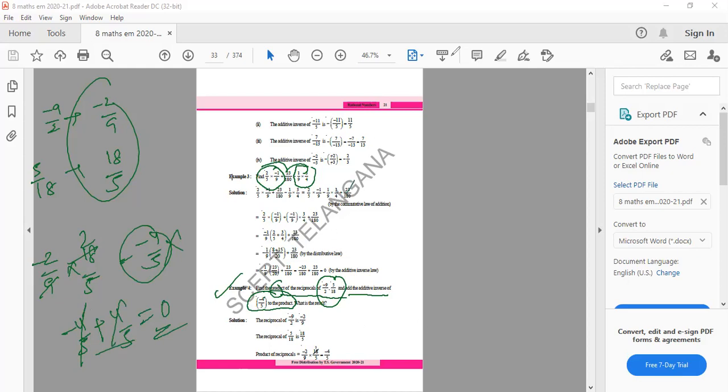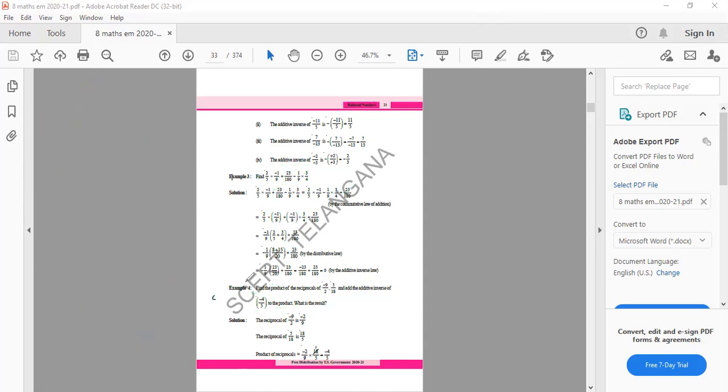So that is why you need to read the question very carefully. Find the product of the reciprocals of these, the reciprocal of minus 9/2, and add the additive inverse of this to this product.